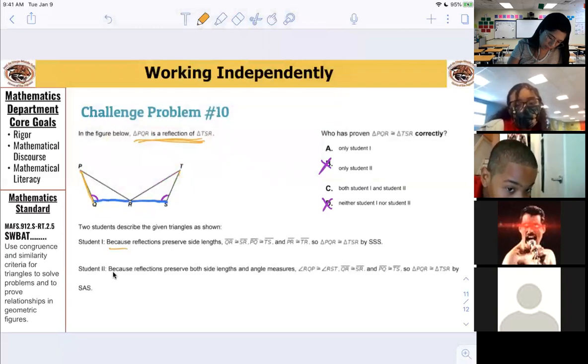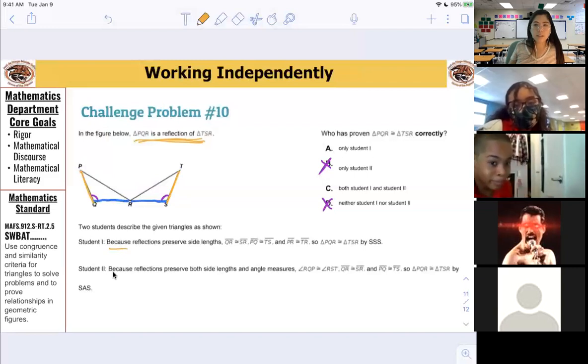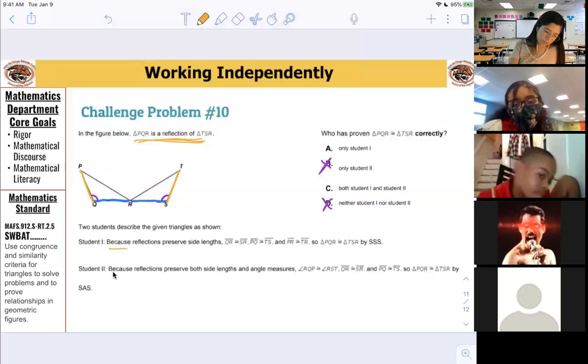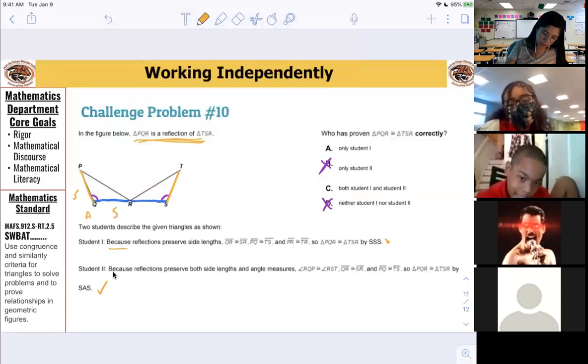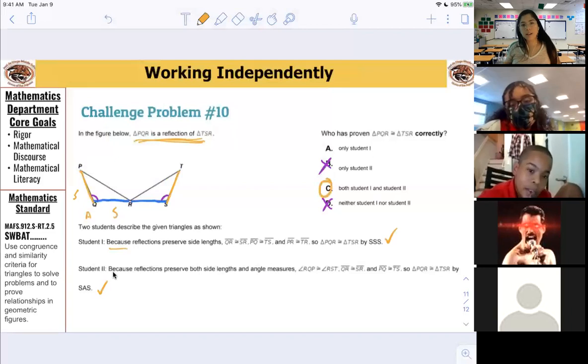Is that correct? Is that SAS? Do I have SAS? Yes, because you have side PQ, angle Q, and then side QR. Good, I do have SAS. So therefore, student 1 is correct, student 2 is correct, C was the correct answer.